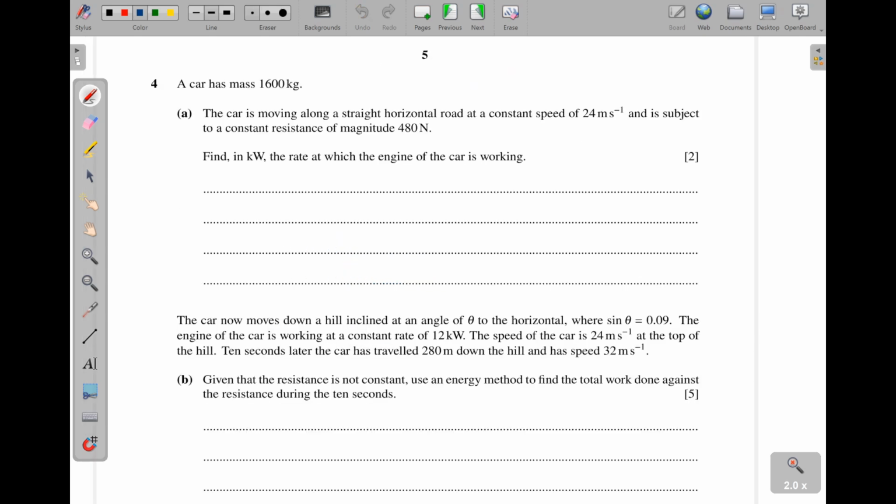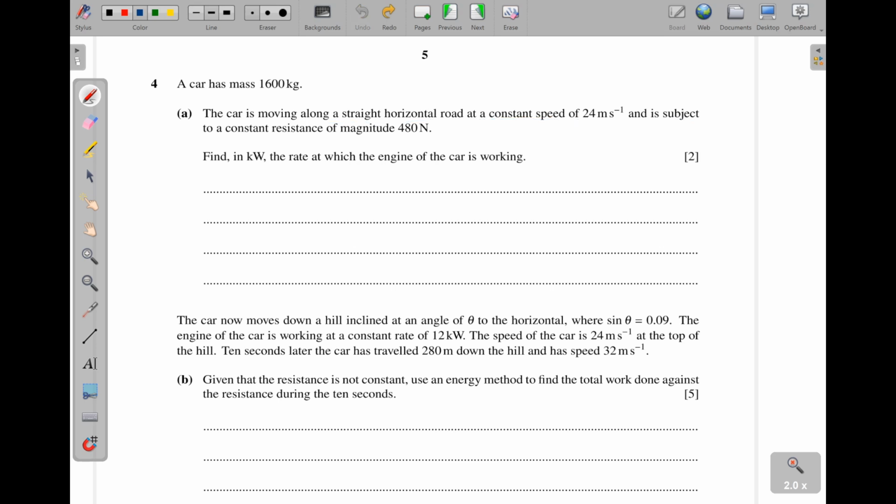Question 4. A car has mass 1,600 kilograms, but the car is moving along a straight horizontal road at a constant speed of 24 meters per second and is subject to a constant resistance of magnitude 480 newtons. Find in kilowatts the rate at which the engine of the car is working.